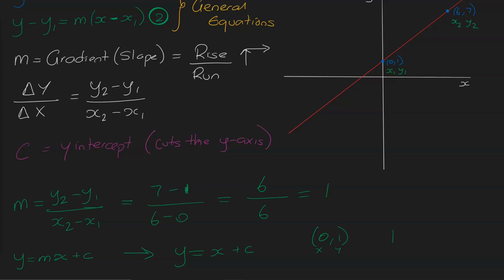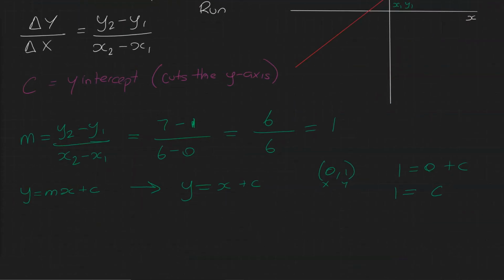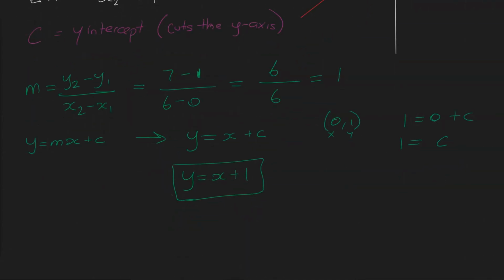Cool. So I've got 1 equals 0 plus c, and yes, we have determined that c is equal to 1. So now I've got an equation: y equals x plus 1 is the equation for that line over there. Now, yes, we did that with 1 point. We can actually find it with a second point as well.